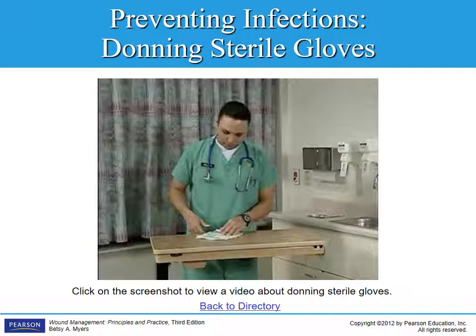Here's a video on donning sterile gloves, which is different than donning regular gloves. So it's really important that you watch this video. We may or may not be able to practice this. I don't know if we'll be able to get sterile gloves, but I'm going to ask that question, because sterile gloves are a little more difficult to don because you have to make sure that you keep that sterile environment. And so the way you put them on is very specific. So please watch this video.